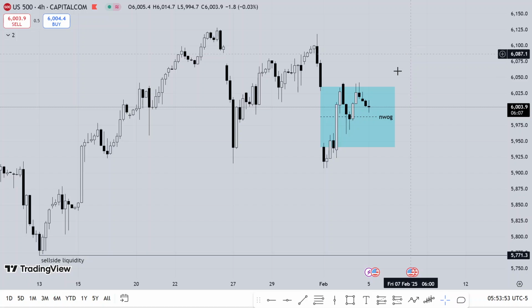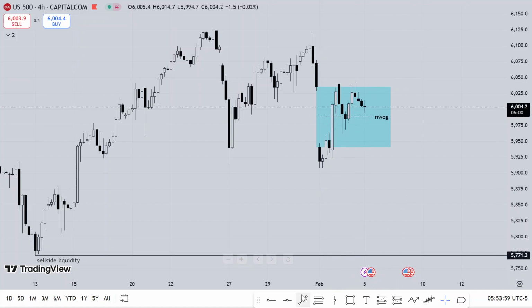So what do we have here? We have these relative equal lows here, and we have these relative equal highs here. I'm going to indicate that.